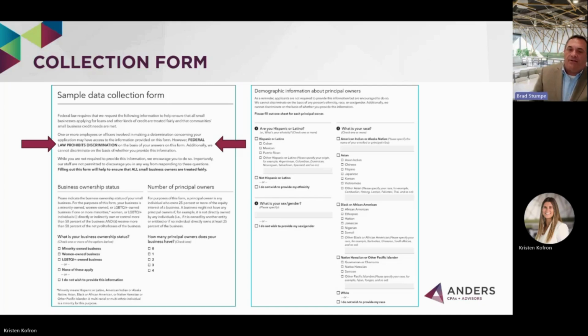The last thing I want to point out on this slide is where you see the two arrows, and it says one or more employees involved in making a determination concerning your application may have access to the information provided on this form. So this disclosure only needs to be included if you take advantage of the feasibility exception in the firewall rule, which brings us to our next slide.